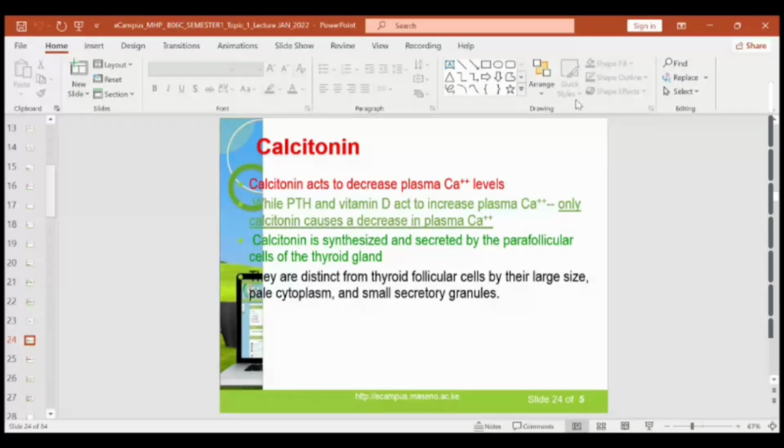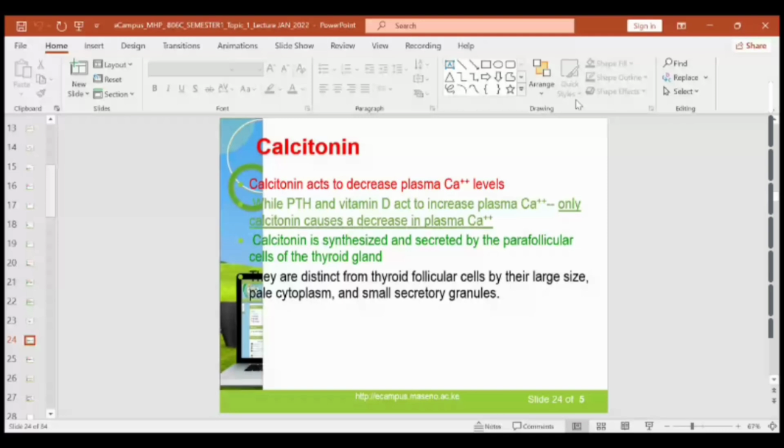It's synthesized by the parafollicular cells of the thyroid gland. They are released together from the same gland, between the T3 and T4, but the cells that secrete them are distinct. They are a bit larger, and under a microscope, they have a slightly pale cytoplasm and small secretory granules. These are the cells that secrete calcitonin.